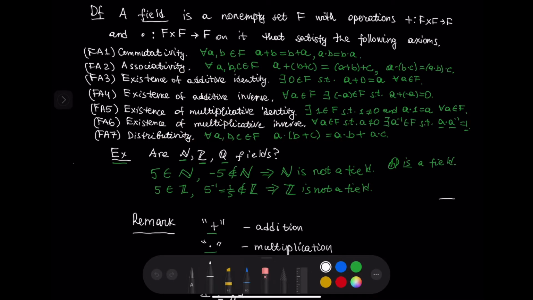So before we proceed, let us recall what is a field. So this is the definition of the field that we have given in the previous video. A field is a non-empty set with operations of addition and multiplication that satisfy these 7 axioms: commutativity, associativity, existence of additive identity, existence of additive inverse, existence of multiplicative identity, existence of multiplicative inverse, and distributivity. So in this video, we are going to refer to these axioms as field axiom 1, field axiom 2, and so on, up to field axiom 7.